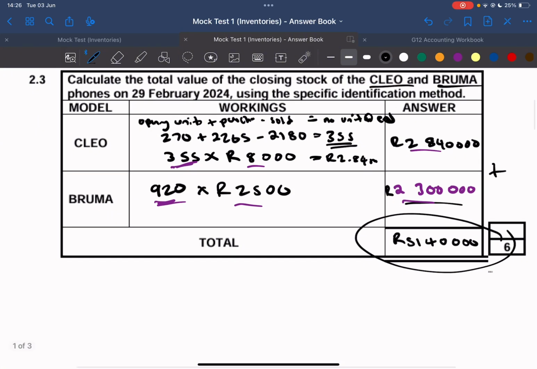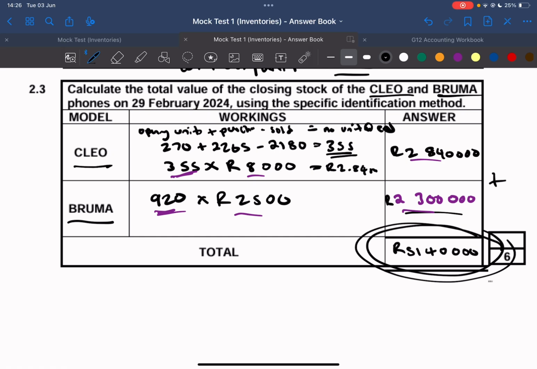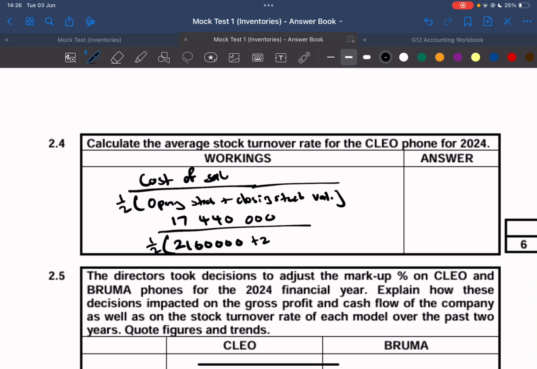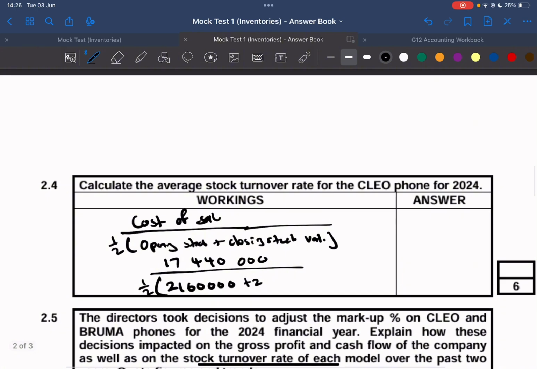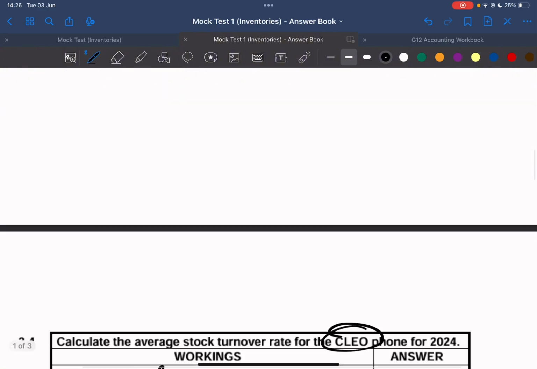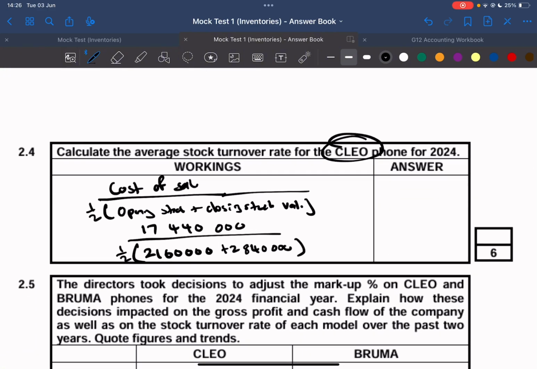We already calculated it here, but this is the total value of the closing stock, including both Bruma and Clio. But we're only interested in Clio. So we're going to take the value of the closing stock for Clio, which is 2.84 million, right? So we go down and say plus 2.84 million. That's the value of your closing stock for Clio. Remember, we're focusing on Clio alone here. And if you punch that into a calculator, 17,440,123 over 0.5 times 2,160,123 plus 2.84 million.